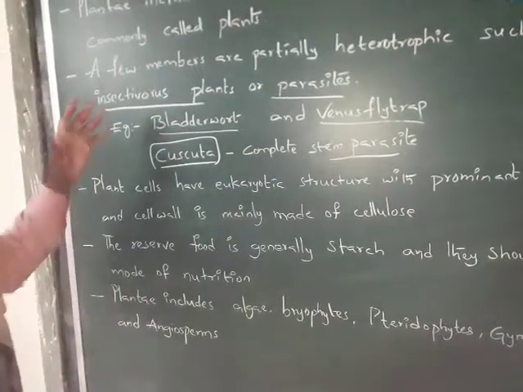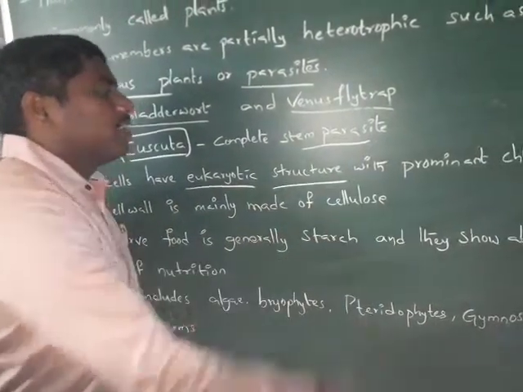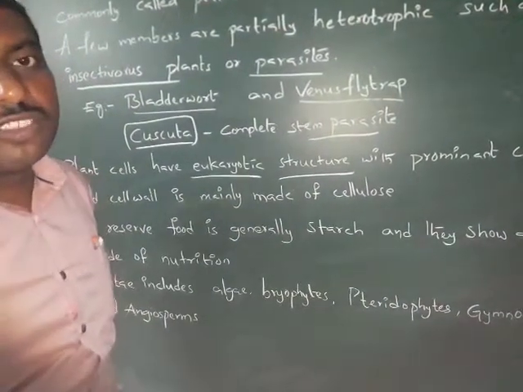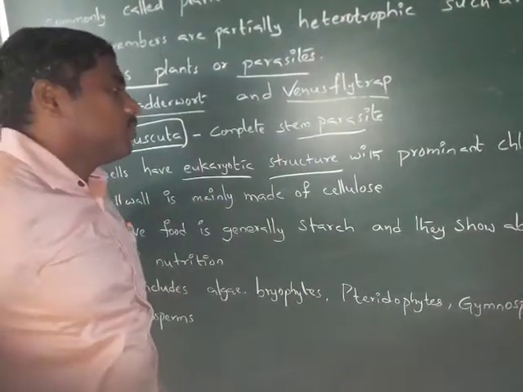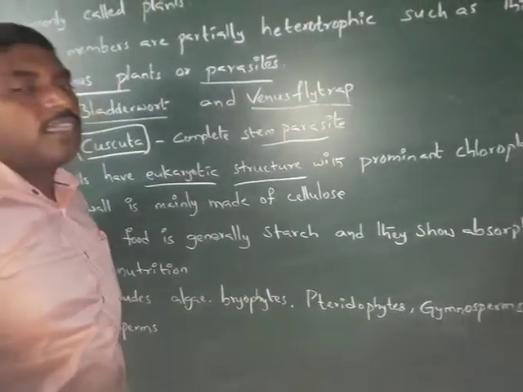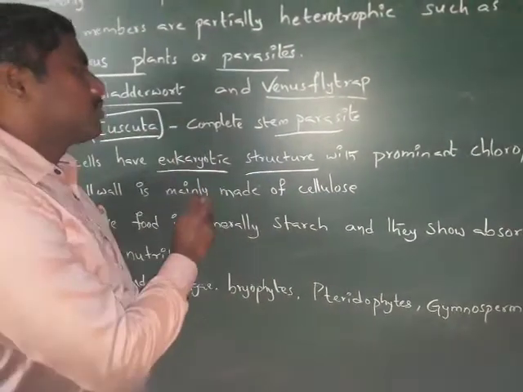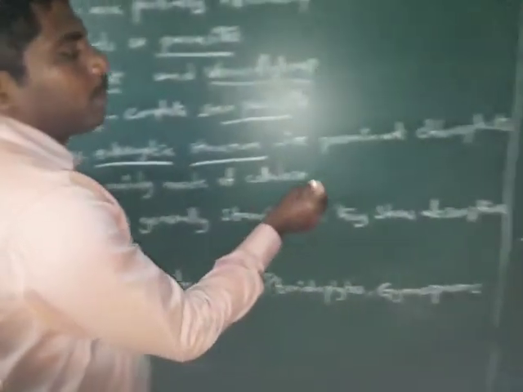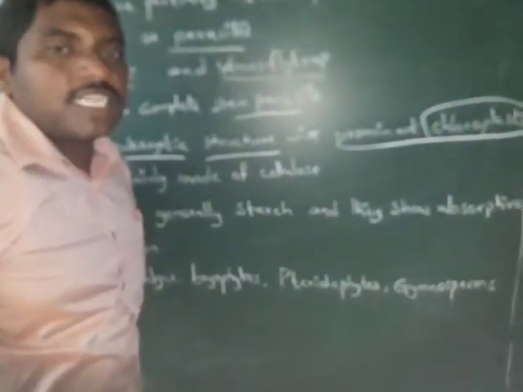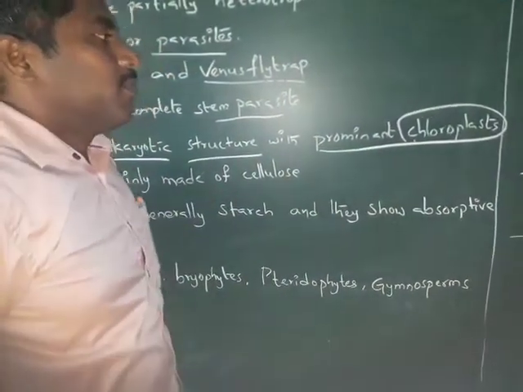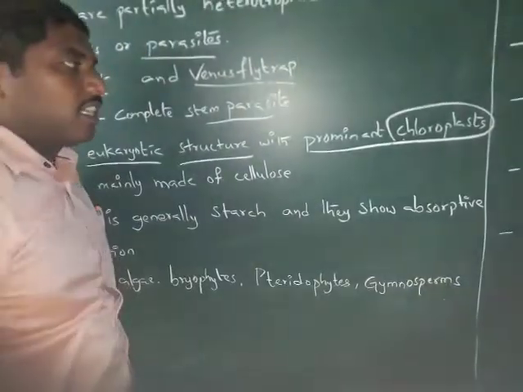Plant cells have eukaryotic structures. As we already discussed, eukaryotic means the nucleus and nuclear membrane are compulsorily present. That is why we call them eukaryotic organisms. Plants are eukaryotic organisms with a prominent chloroplast. All types of plants must have the chloroplast organelle.